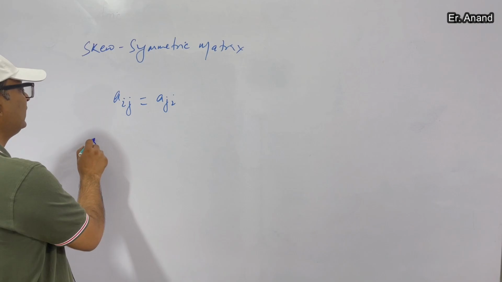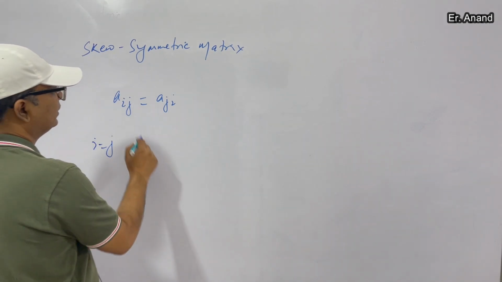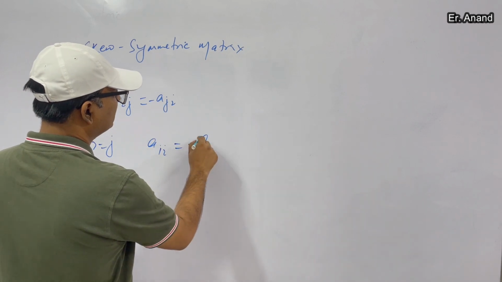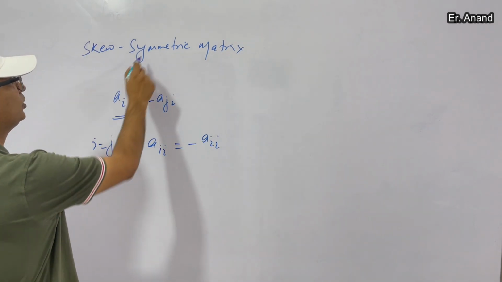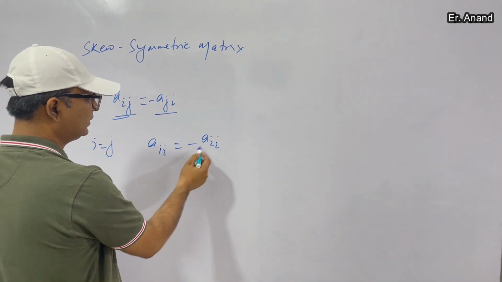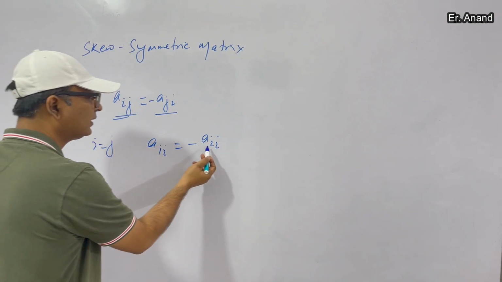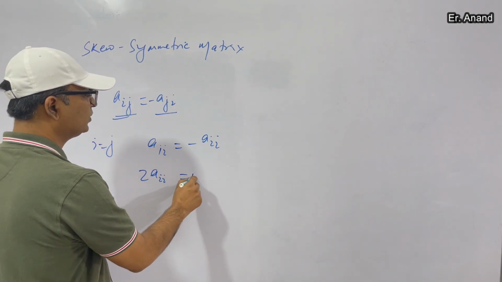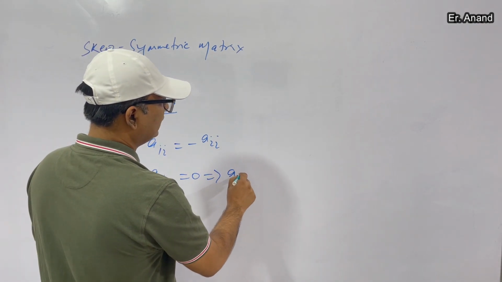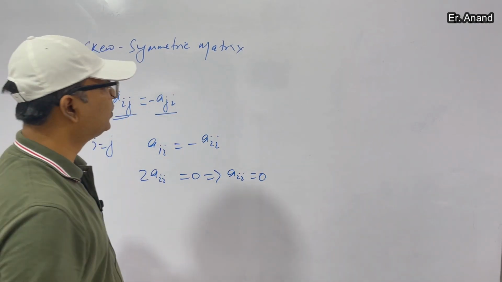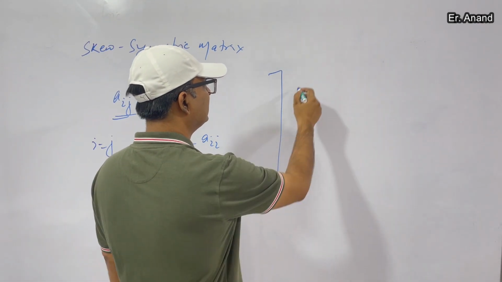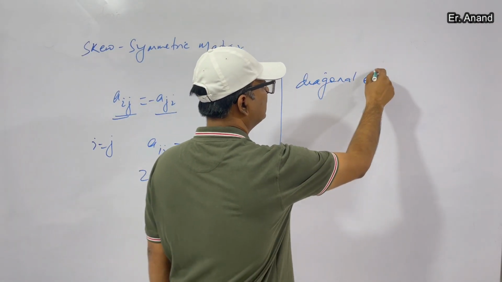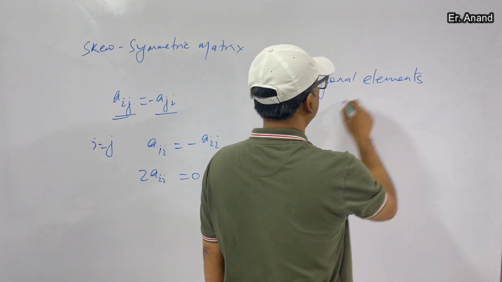In case of i equal to j, let's say Aii equal to minus Aii, is skew symmetric. Aij is minus Aji. So this is this. How is this possible? Aii equal to minus Aii means 2Aii is equal to 0, that is Aii is 0. This is a very important characteristic of skew symmetric matrix, that all the diagonal elements are 0.